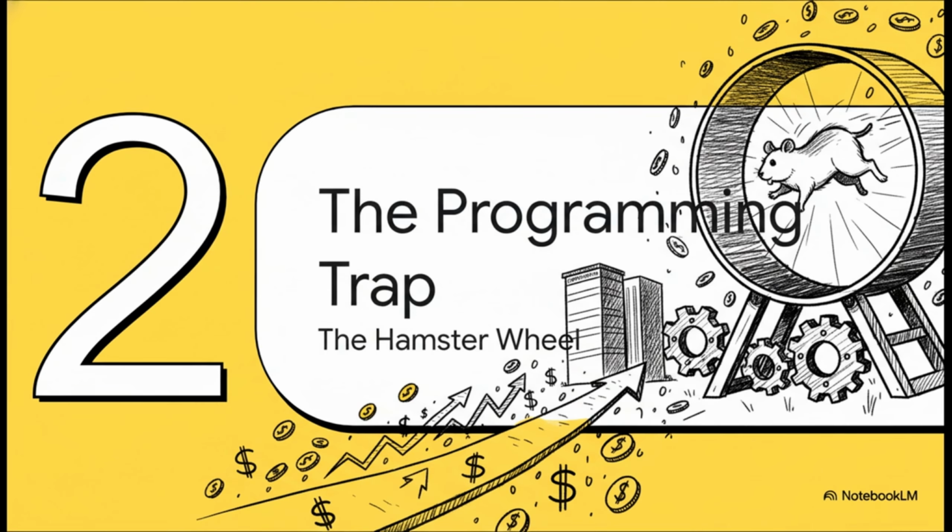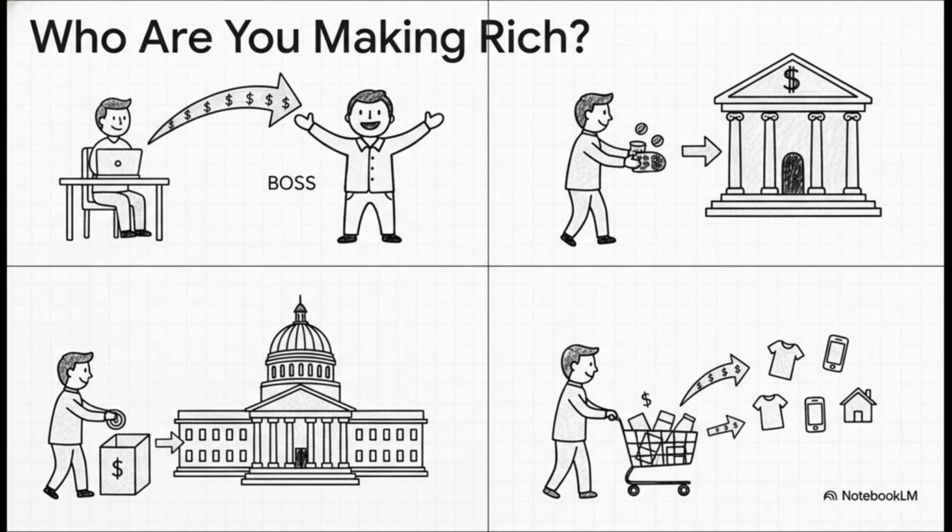The idea is that by just blindly following this standard advice, we can get stuck on a financial hamster wheel. You know the feeling, running faster and faster, but not really going anywhere, all while our efforts are making a ton of money for other people. So let's just break down exactly who you might be making rich.